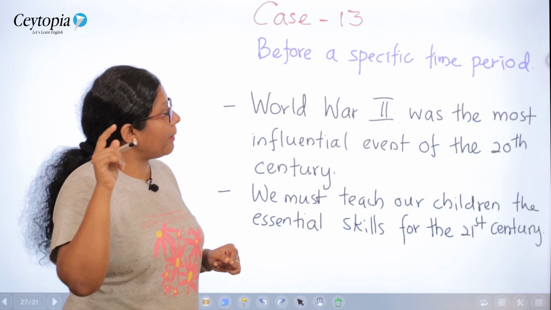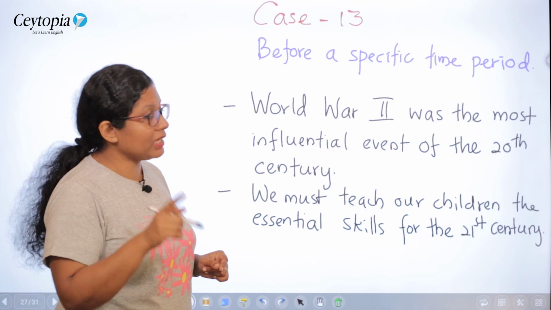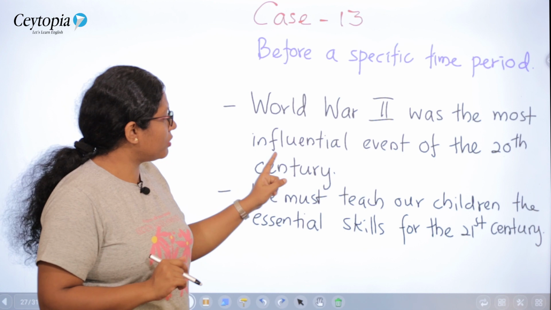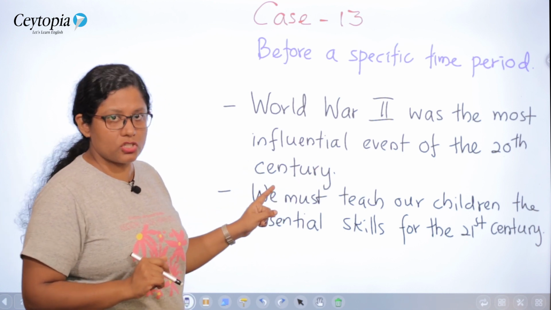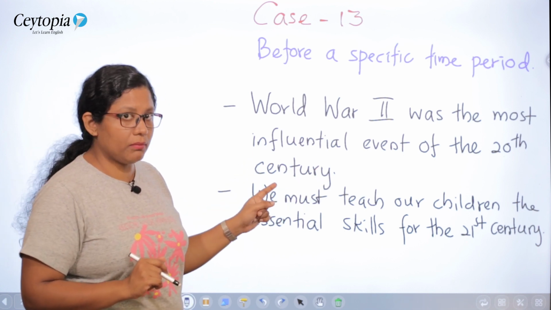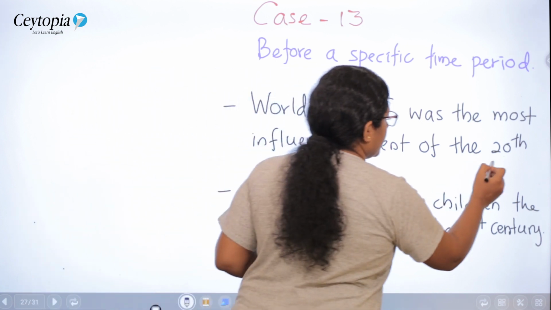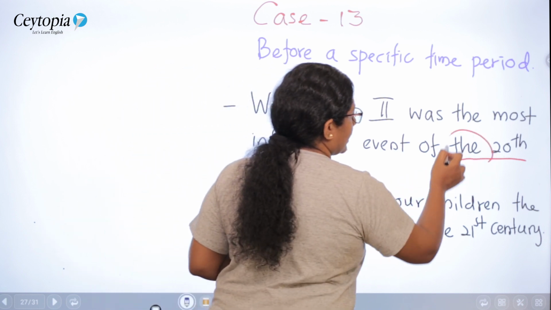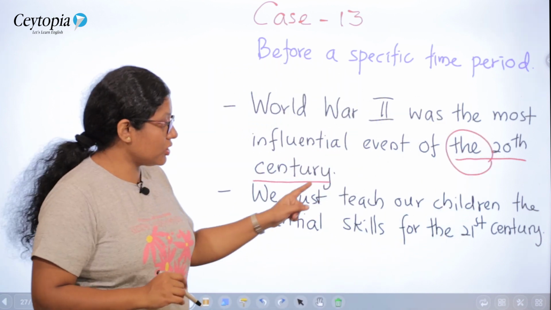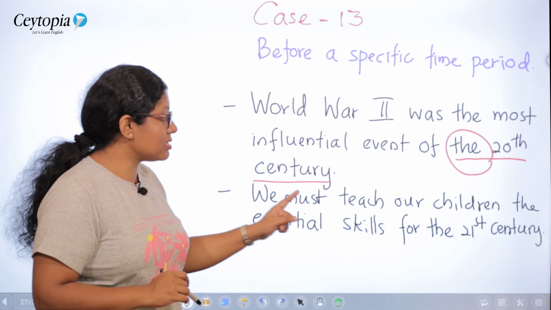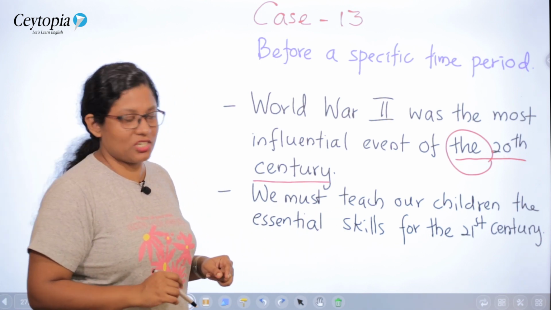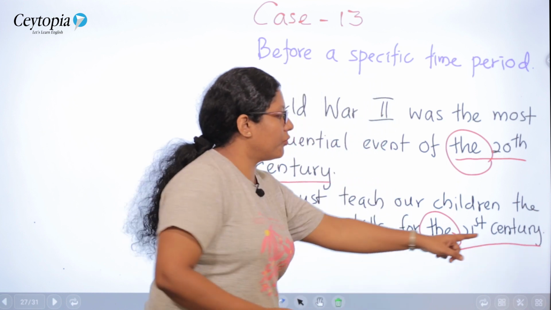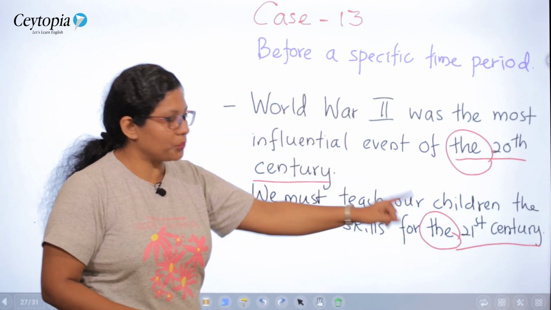Case number 13. Before specific periods of time. Specific time periods. World War II was the most influential event of the 20th century. So the specific period of time we are referring to here is the 20th century. So before 20th century we use the article the. We must teach our children the essential skills for the 21st century. The. Again we use the article the before the period of time we are referring to.